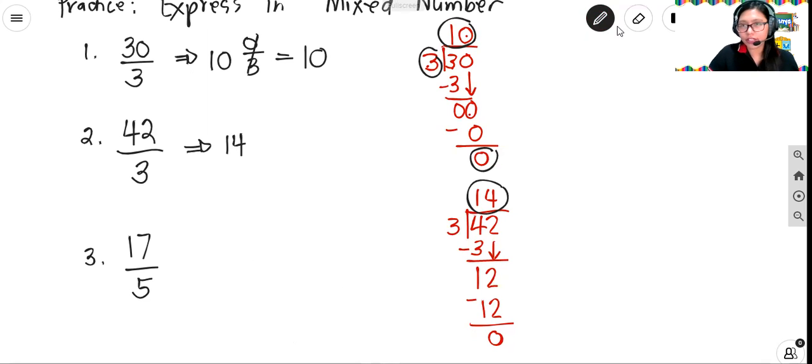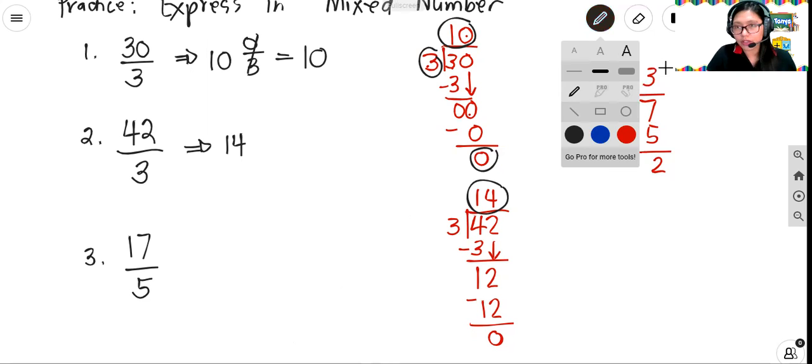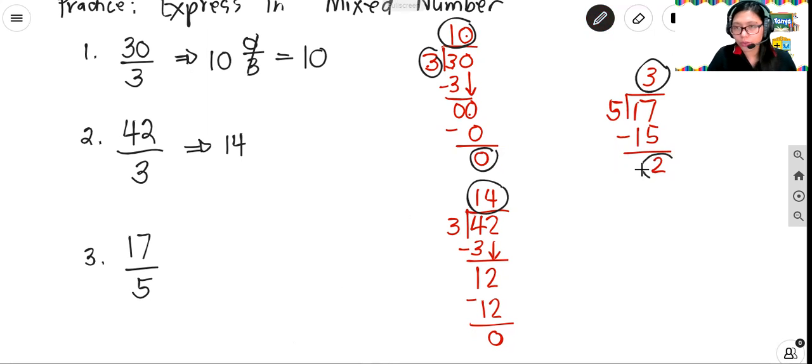Now let's try the third practice exercise. So 17 divided by 5. And we have 3. 3 times 5 is 15. 17 minus 15 is 2. There's no number at the right of 7, so we need to stop. Therefore, our numbers will be 3 as the whole number, 2 as the numerator, and 5 as the denominator. So our answer will be 3 and 2 over 5.